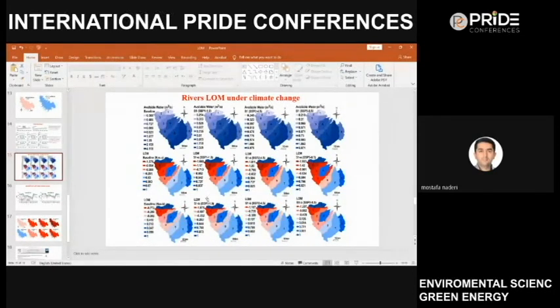When you compare the LOM for a specific subbasin, for example, in subbasin 5, the LOM is minus 1.66, but this is about minus 1. This shows that the level of management increases under improved water use efficiency.